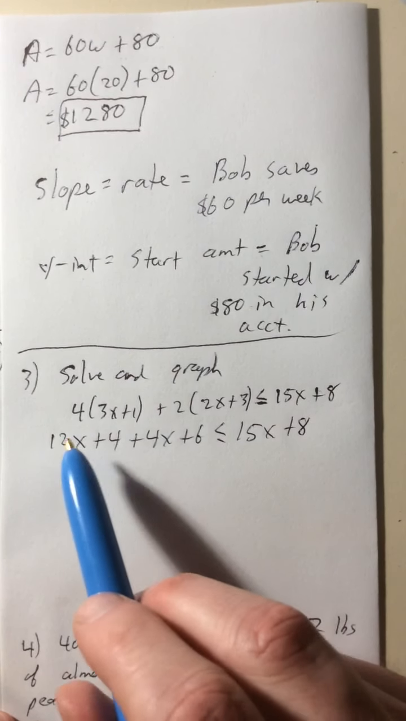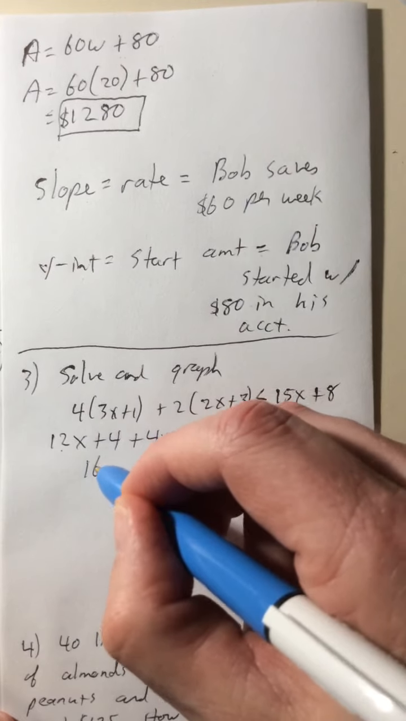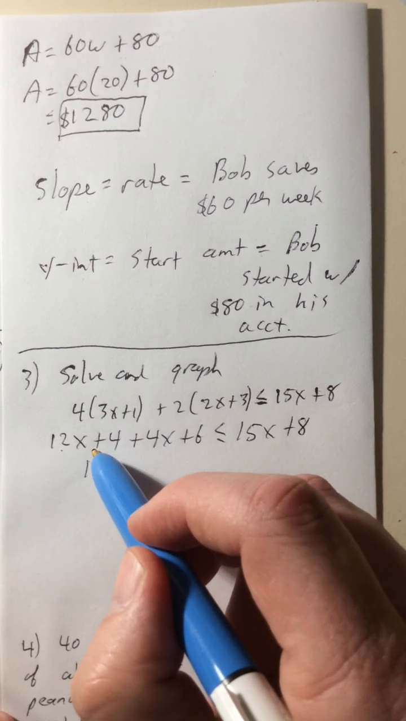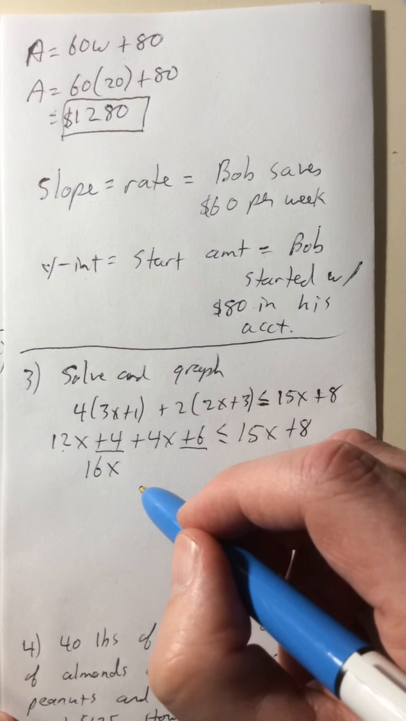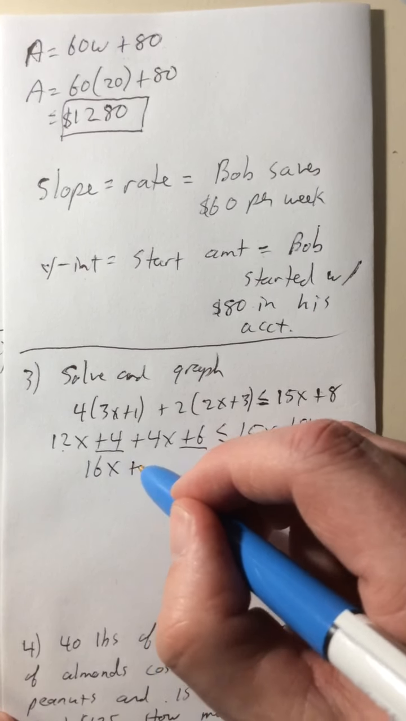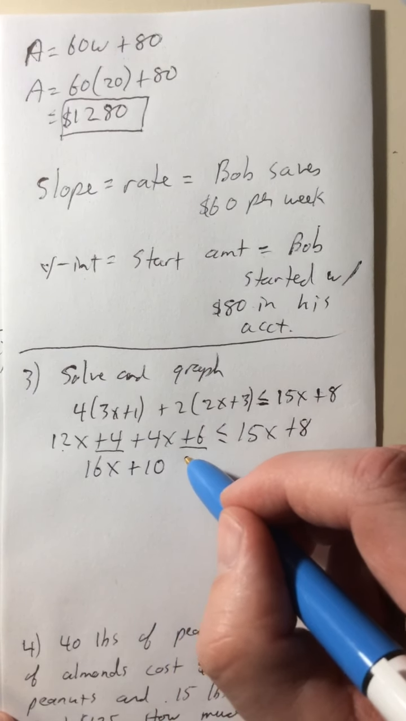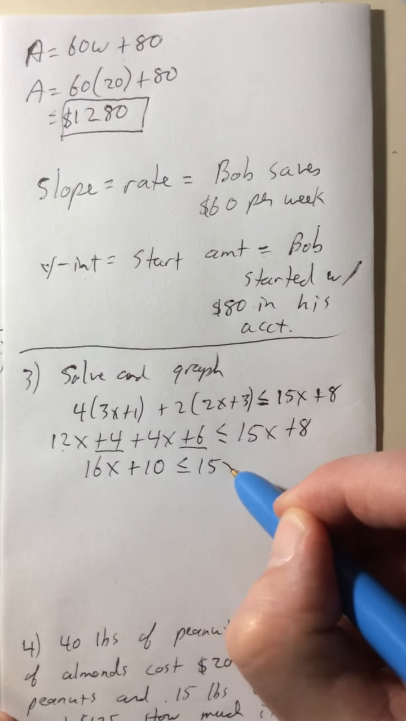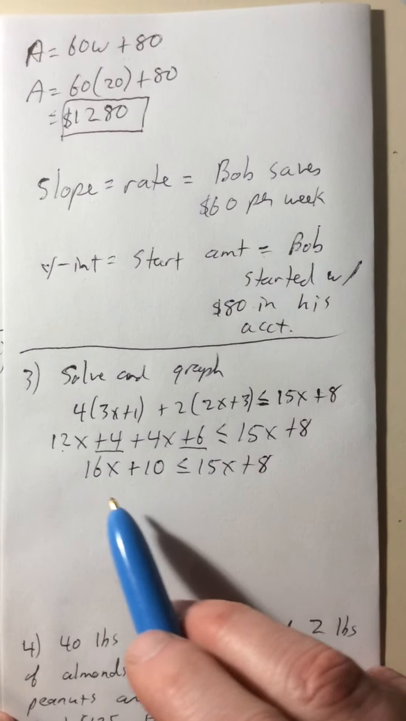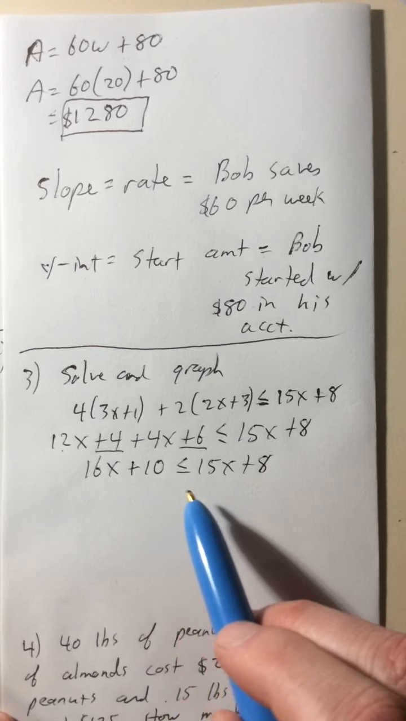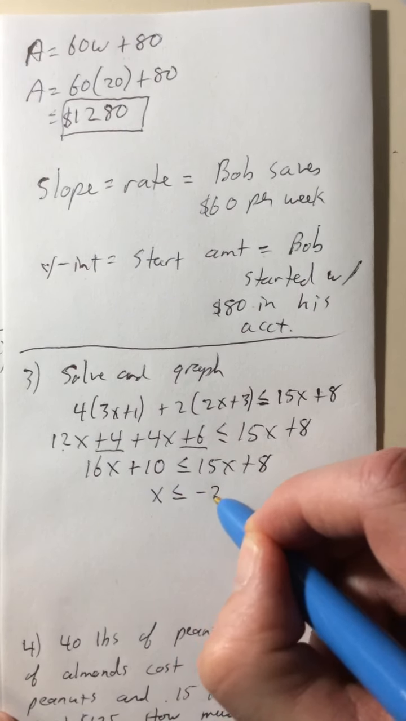Okay, so let's put the like terms together. 12x and 4x makes 16x. More like terms, just the numbers here. 4 plus 6 is 10. So 16x plus 10 is less than or equal to 15x plus 8. And then we're going to subtract over 15x to get 1x, and subtract over 10 to get negative 2. So then we have x is less than or equal to negative 2.